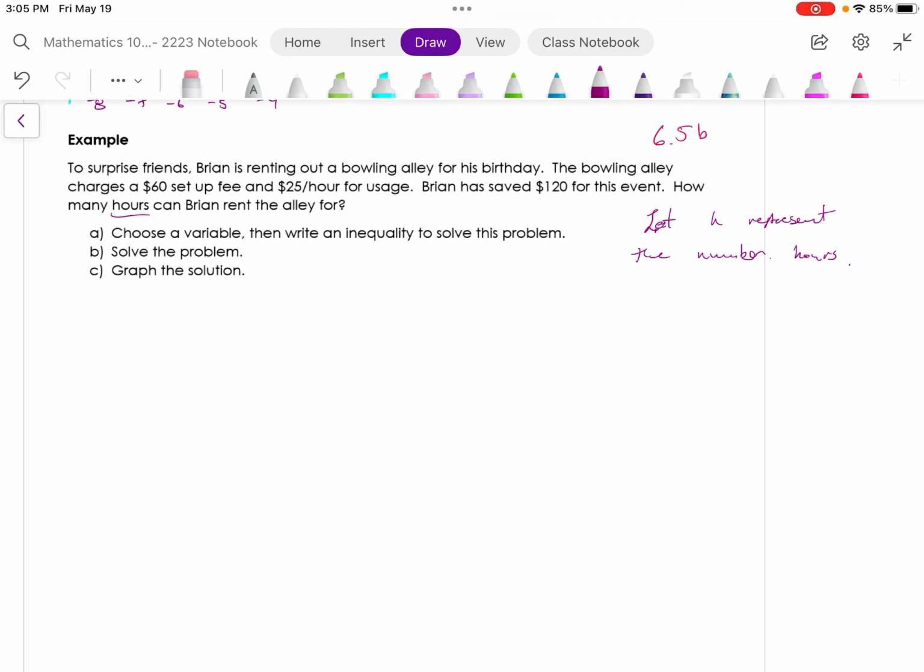If I let H represent a variable, perhaps I could use this to solve the question. One thing that stuck out to me is that Brian has saved $120 for this event. Another way to look at the wording is that Brian can spend less than or equal to $120. So we have to create an expression that is less than or equal to $120.